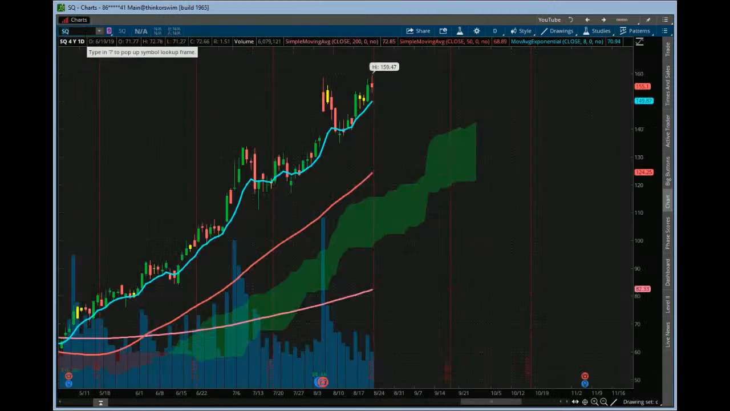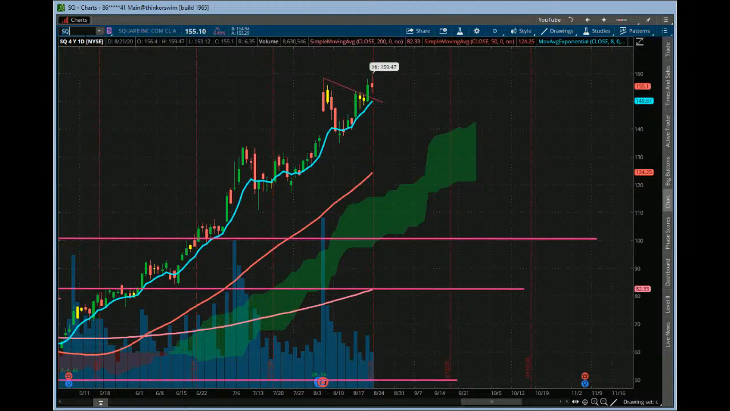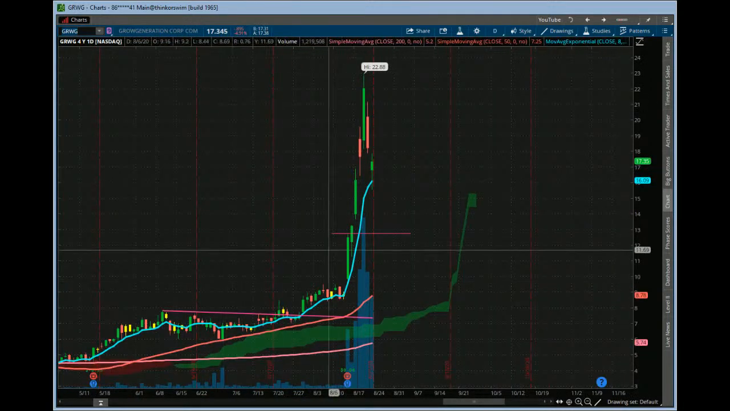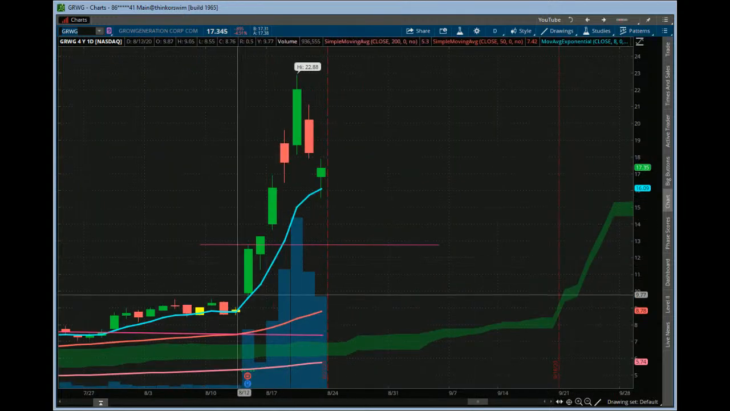Square, again, tried to break out. Again, decent move on Thursday, double inside day up, a little bit of pullback right there, possible pause day. We'll see how strong the market is tomorrow and how these payment providers do, like this one, PayPal, things like that.